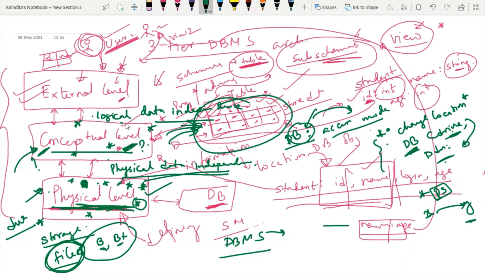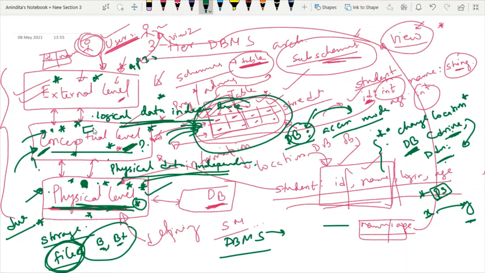Now, similarly, we have the concept of logical data independence. If you ask me what we mean by logical data independence, I can say that it is the ability to change the conceptual schema without changing its higher level, means without changing the external views or external APIs. Because data independence means if I make any change at a certain level, it will not hamper its higher level. So what kind of modification can we expect as logical data independence?